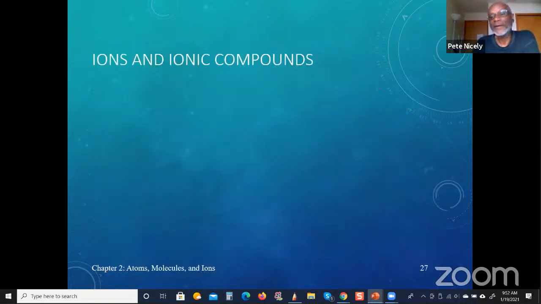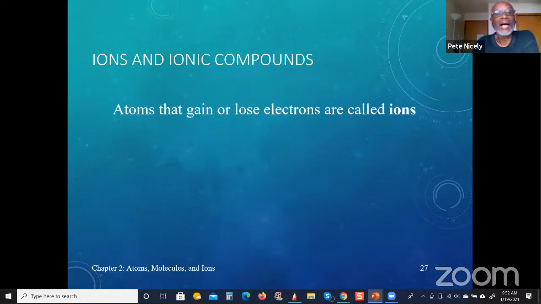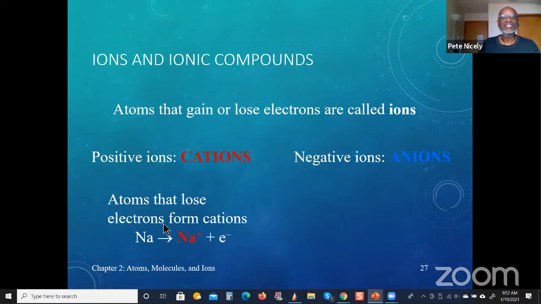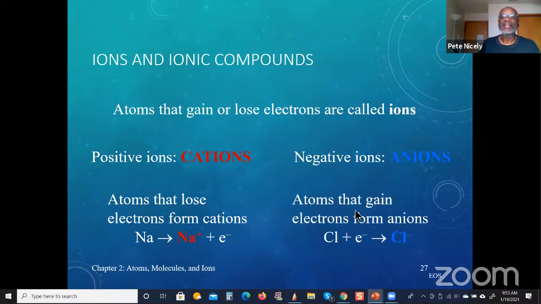Okay, so we have talked about molecular compounds. Let's talk about ionic compounds, which of course are formed from ions. So I guess we have to have some discussion as to what we mean by the term ions. Ions are basically atoms that gain or lose electrons. And you can have two types of ions. You have those that are positive, which are known as cations. And you have those that are negative, that are known as anions, right? So basically, cations are formed as a result of an atom losing electrons. And anions are formed as a result of atoms gaining electrons, right?